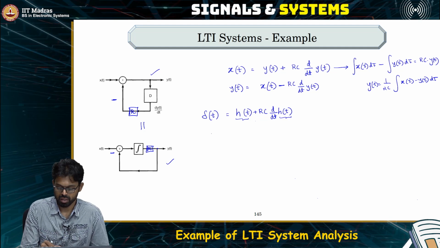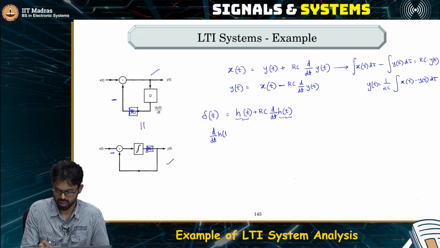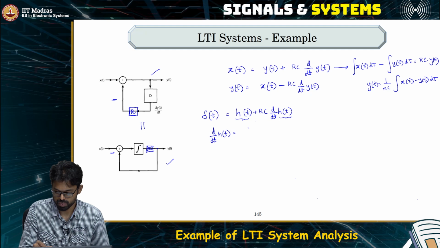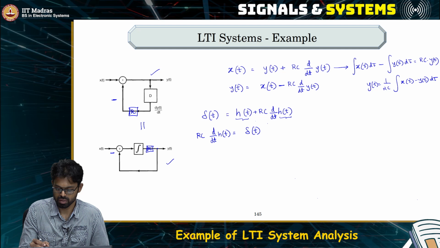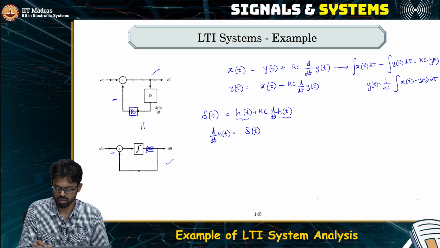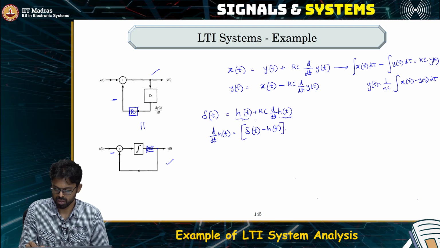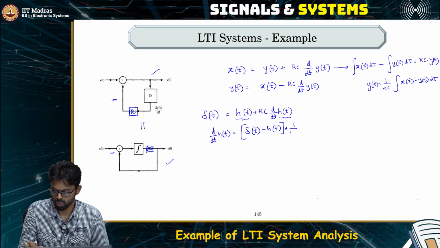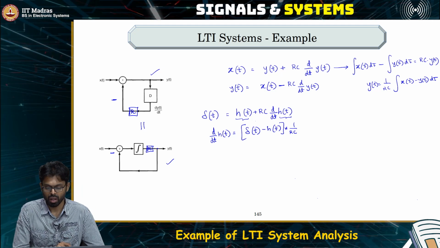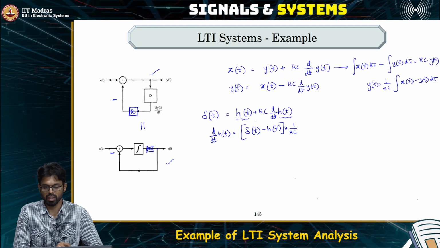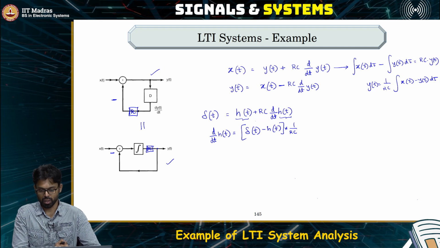So, what are we saying here? We are saying that the derivative of h of t is in fact equal to delta of t minus h of t times 1 by r. So, this is what we are saying. If we can find the h of t that would satisfy this equation, then we are done. That is the impulse response that we are looking for.